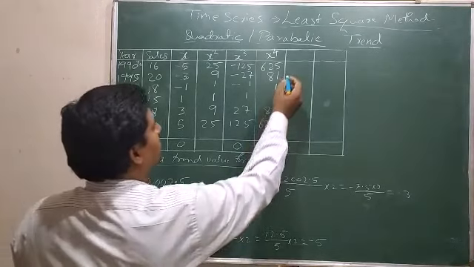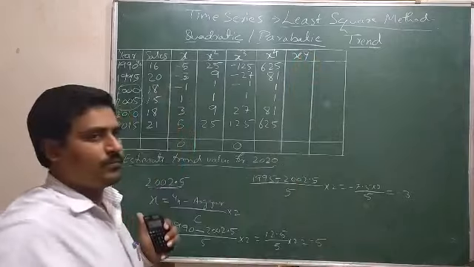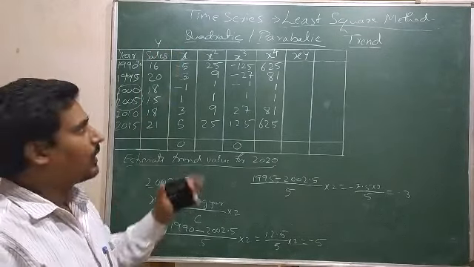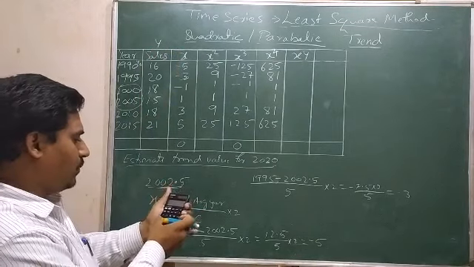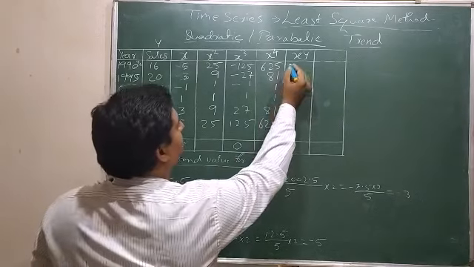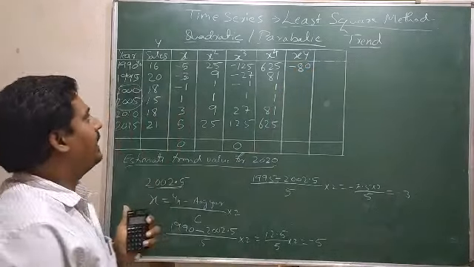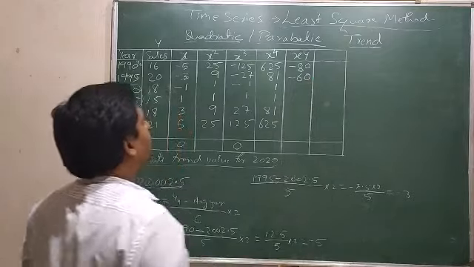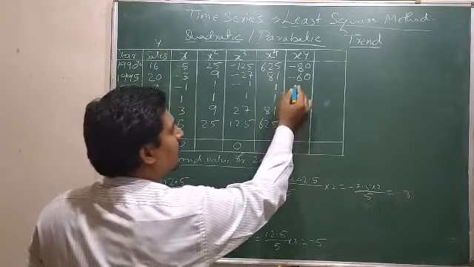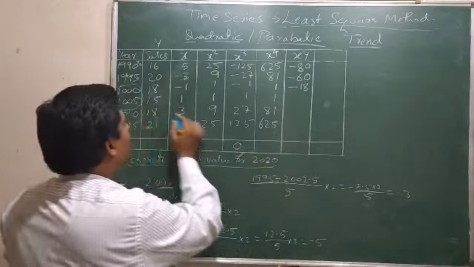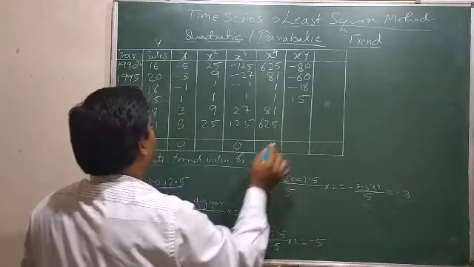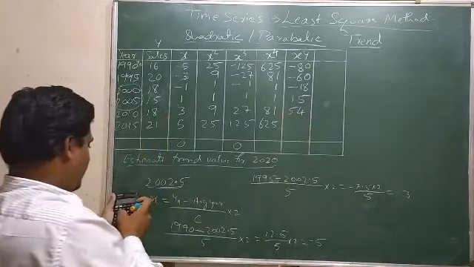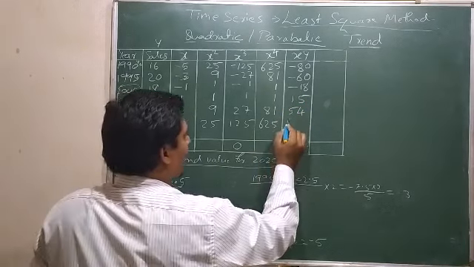And the next column we need is xy. The y values are the sales here, and 16 into minus 5 is minus 80, and next 20 into minus 3 is minus 60. Then 18 into minus 1 is minus 18. 15 into 1 is 15. 18 into 3 is 54. Then 21 into 5 is 105.